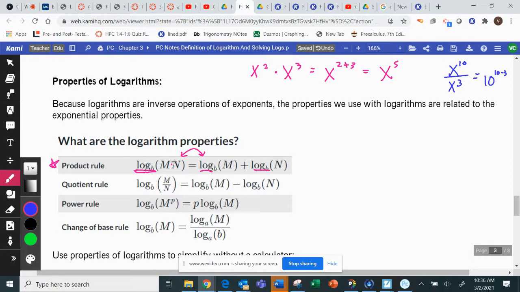If I have a logarithm and I'm dividing two numbers, I can split that apart to be two separate logarithms subtracting. Or we can go backwards. We can start with logarithms subtracting and combine it, condense it down to one logarithm dividing. So we go either way.